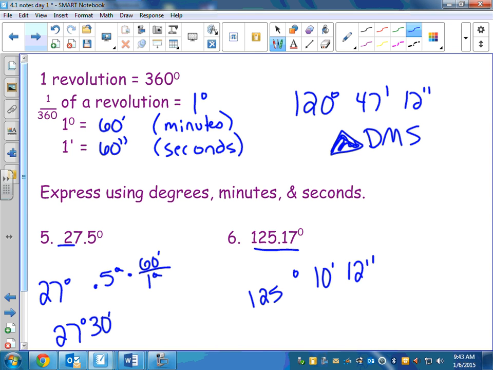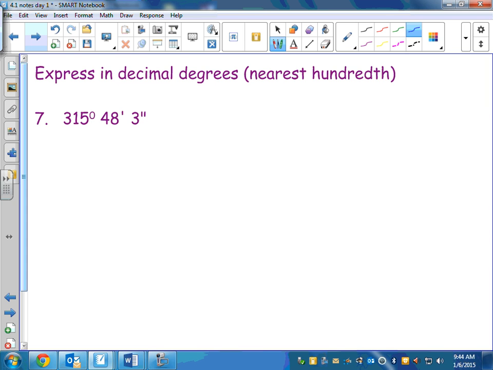If you need help with your calculator, see me in a minute, and I'll help you. Okay? The other one is going the other way. If they give it to you in degrees, minutes, seconds, you actually have to type it in if you're doing it in your calculator as degrees, minutes, and seconds. So you'll use that button for degrees, minutes, and seconds, and it should give it to you in decimals.